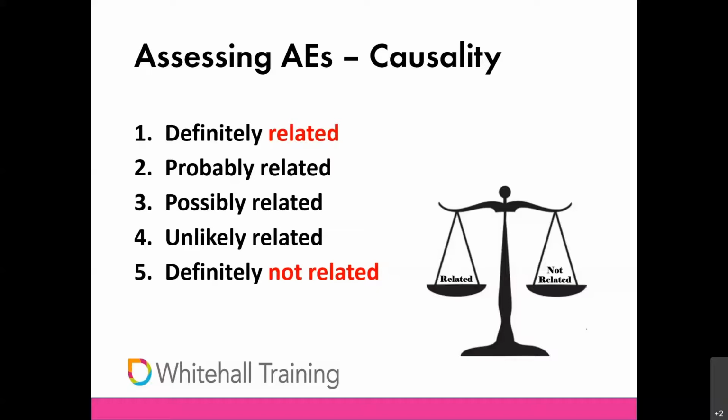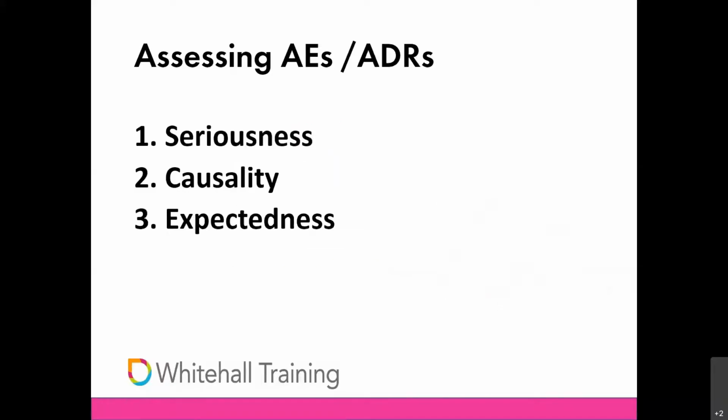There should also be a plausible temporal relationship, so the timing fits. And also the adverse event should be pharmacologically definitive. So it's an objective and specific medical disorder. It's far harder to prove definite causality if the adverse event is something that isn't easy to objectively and specifically define. So now we'll look at expectedness.